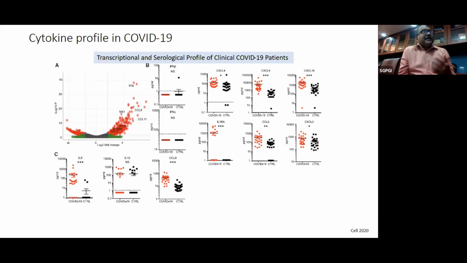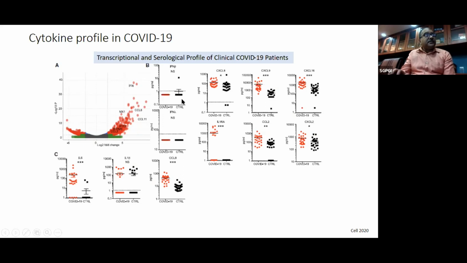How has this information been derived? This has come from some of the very elegant papers which came out in the very initial part, when it started in China. And this is a study which relates to the transcriptional profile of COVID-19 patients, elegantly described.